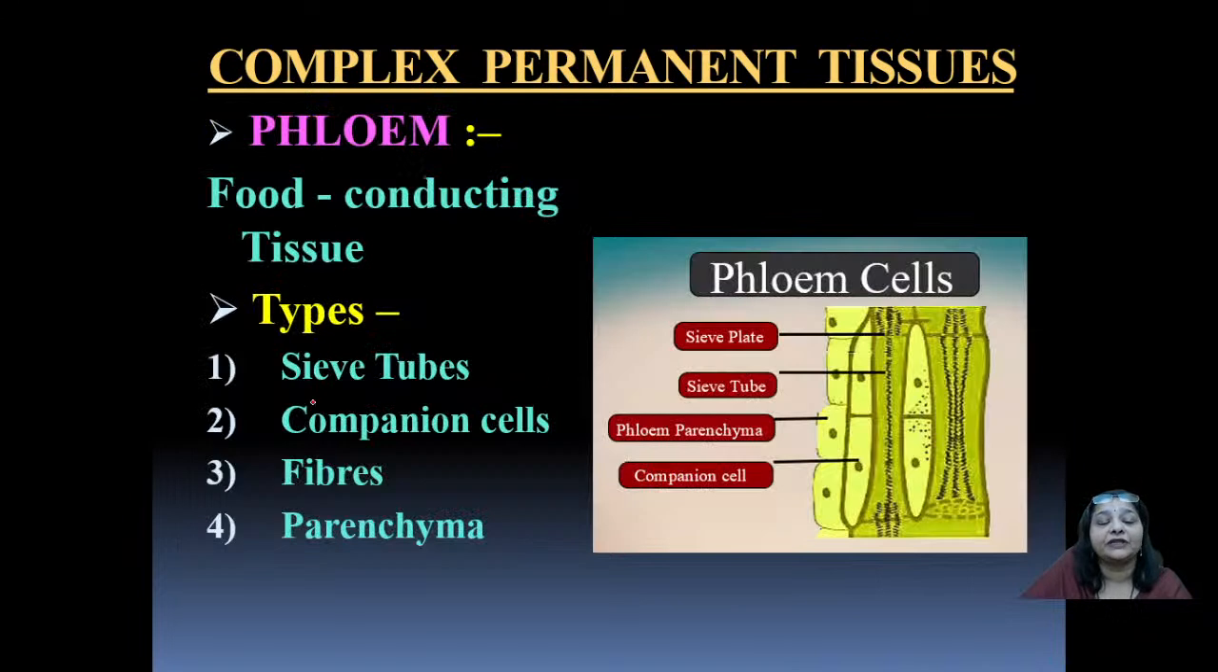Now the phloem, you can see here the four different types of phloem cells. The sieve tubes, the companion cells, the phloem parenchyma, and the phloem fibers associated with the phloem. The sieve tubes have special cross walls like a sieve, so it is called a sieve plate, through which the food materials are transferred.